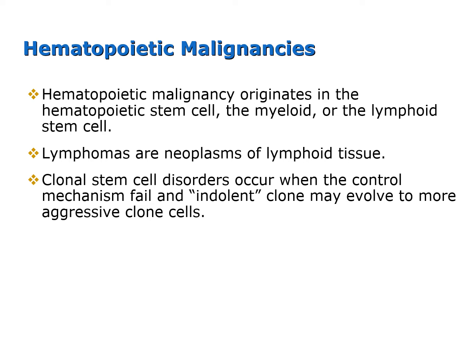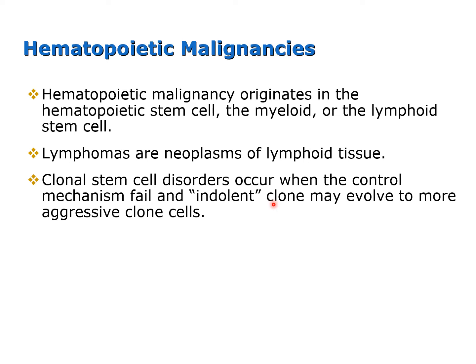So lymphomas are neoplasms of lymphoid tissue. Here, that third bullet is talking about what are known as clonal stem cell disorders, and they happen when the control mechanism fails and the indolent clone may evolve to more aggressive clone cells. So the key word here is that you have a type of stem cell, known as a clonal stem cell, and it basically is indolent. So it doesn't do anything to you, right? It has a potential to become a bad cell in your body, but nothing happens to it initially. Things go bad at some point, not 100% sure what happens, but something triggers it, and then this indolent, very quiet clone may evolve to become more aggressive, and then it can actually hurt you.